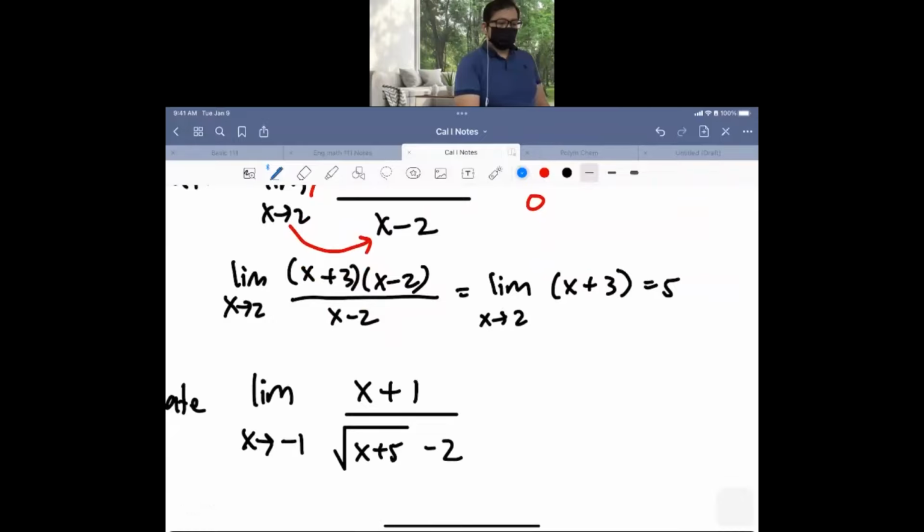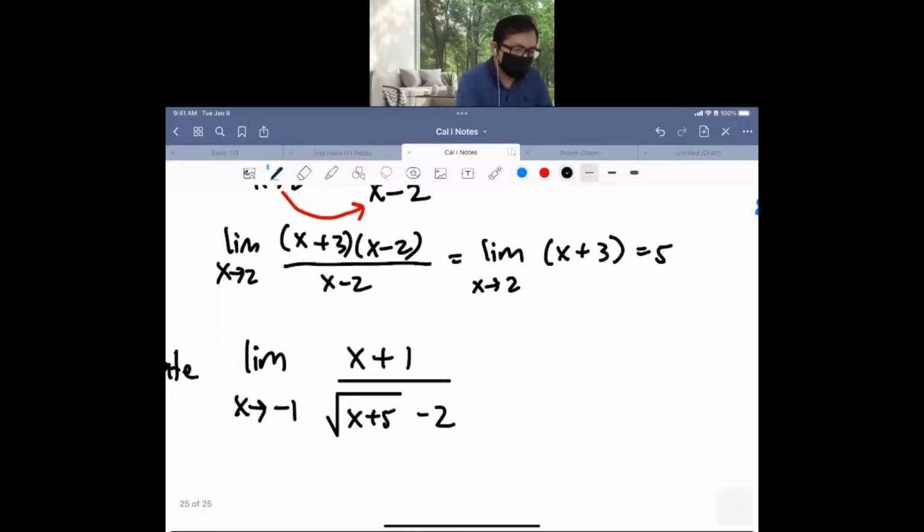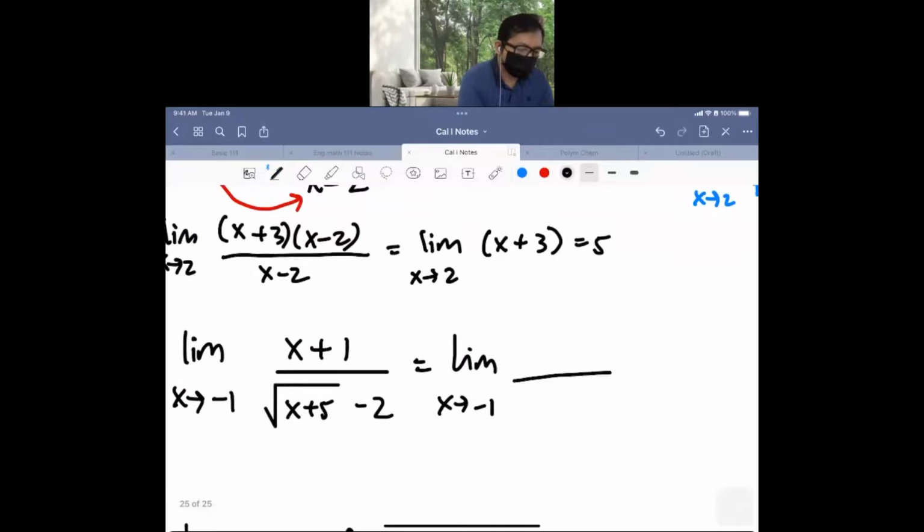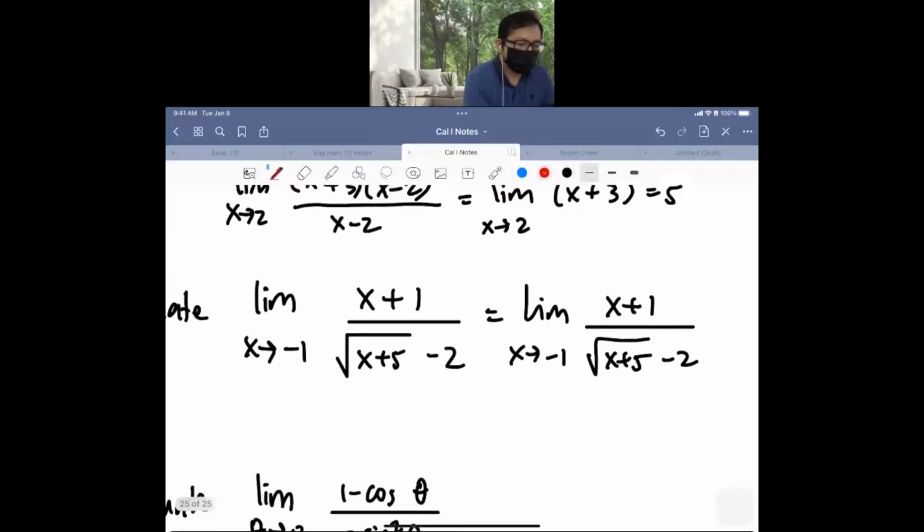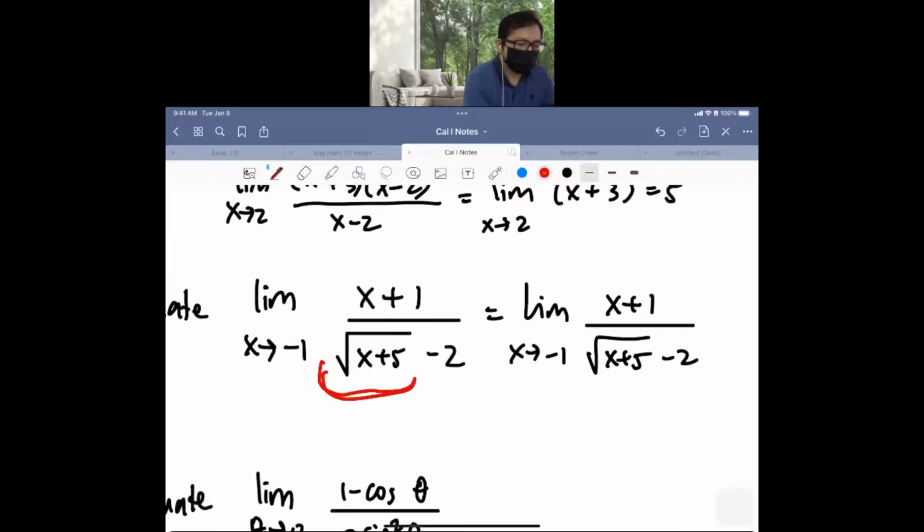Okay, the second one. Let me give you some tips because I believe some of you are multiplying one by one and then making some expansions. Okay, don't do that. Don't do that. Wasting your time. Okay, limit as x goes to -1. The problem is our function now has the square root here, right? So we are going to multiply with the conjugate, which means that we are going to multiply with the square root plus 2.